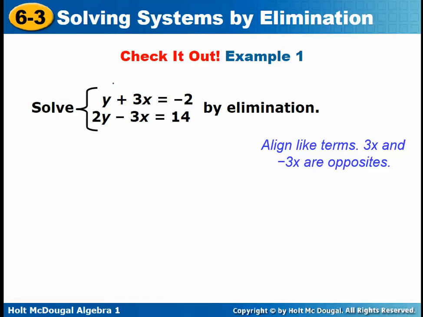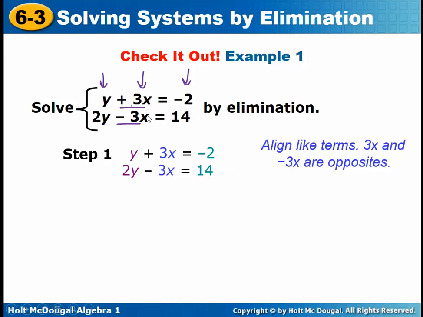So the first step is just to make sure that our y terms are aligned in a row. Yep, our x's are together, and then our constants. So that's good. For step 2 then, we want to check and see if it is set up for elimination. So here we have a plus 3x, and here is a minus 3x. Those are opposite. One's a positive, one's a negative. They have the same number in front. So this is the easy type where they are set up for elimination.